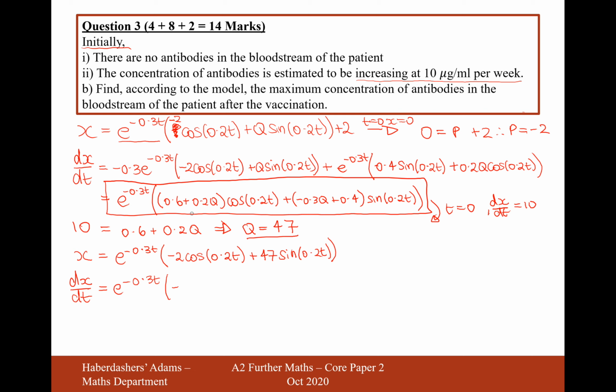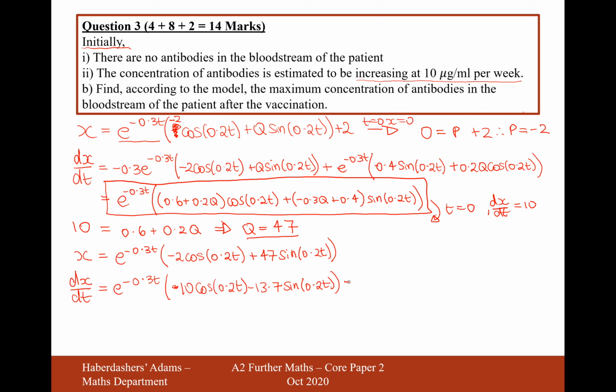brackets, the coefficient of cos is going to be 10 if you plug in q equals 47, so 10 cos 0.2t, and then on the sine it's going to be minus 13.7 sine 0.2t. Okay, so that's the differential there.